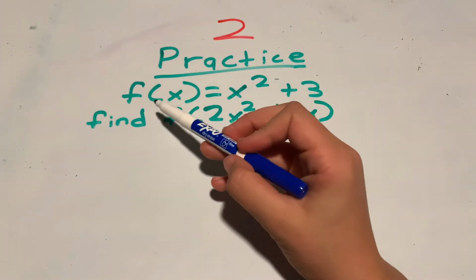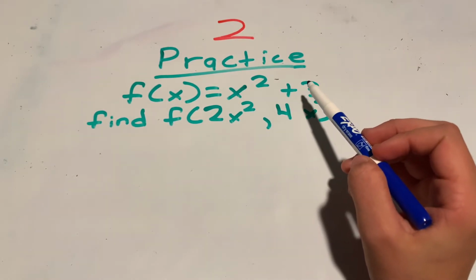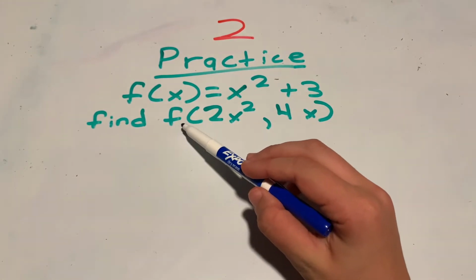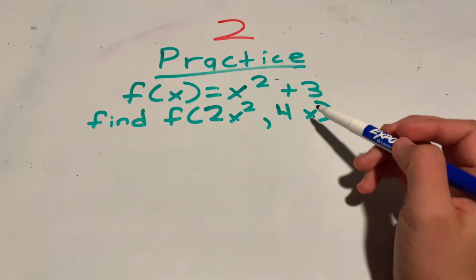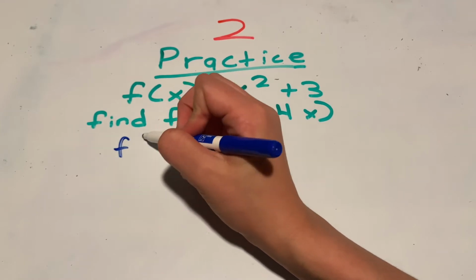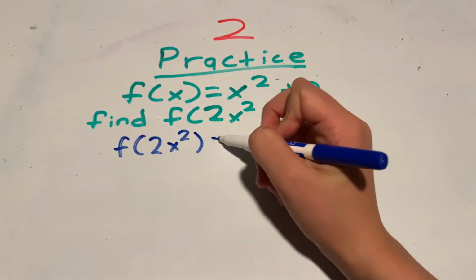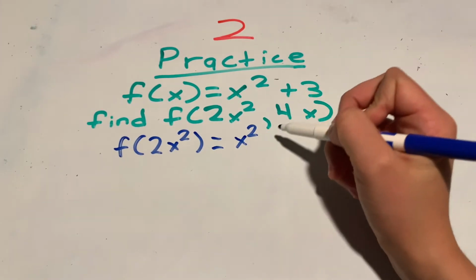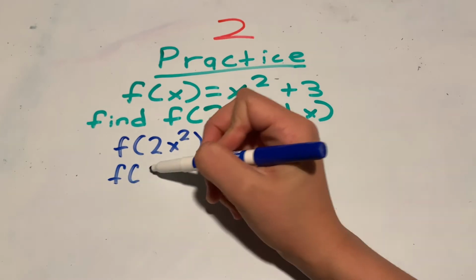So we have the equation f of x equals x squared plus 3. We're going to find f of 2x squared and f of 4x. So let's find f of 2x squared first. And then we're going to write it out, x squared plus 3. And then now we can plug in 2x squared.